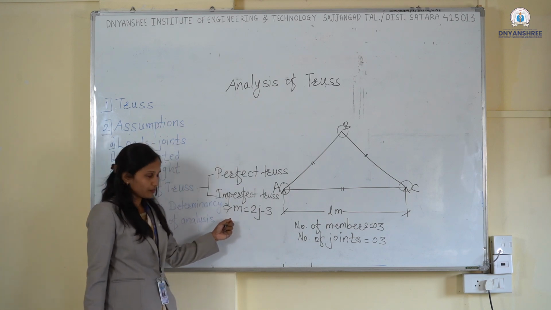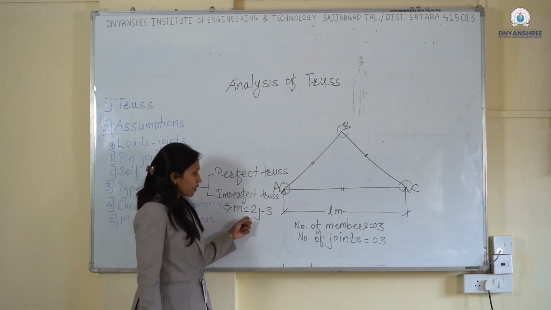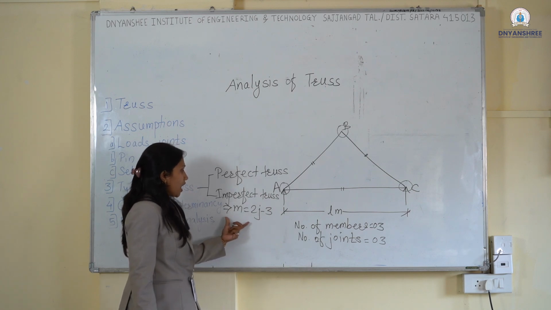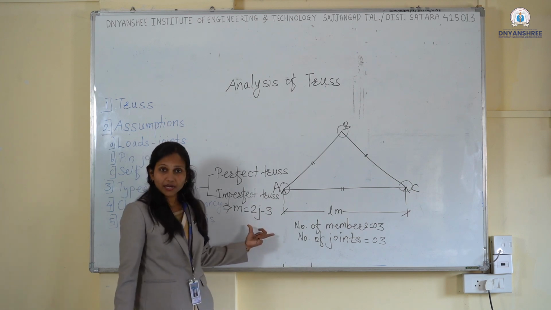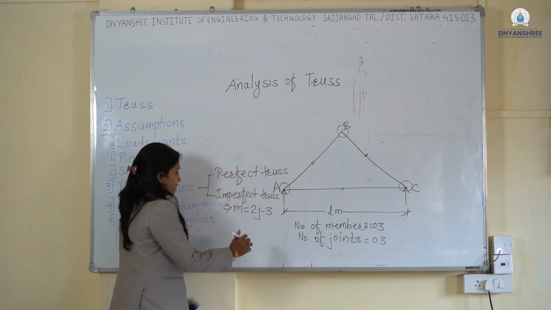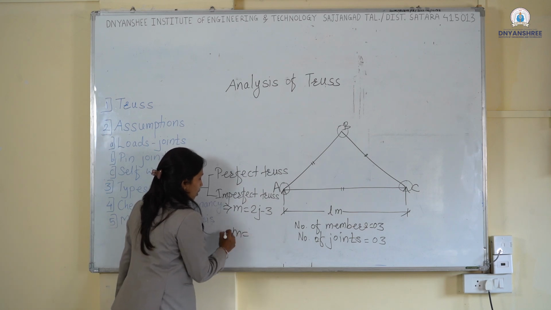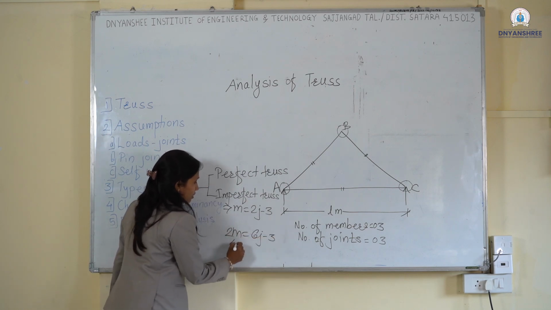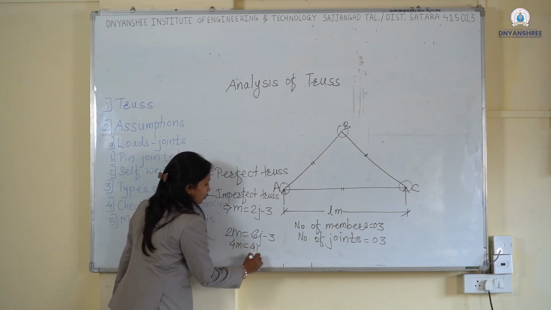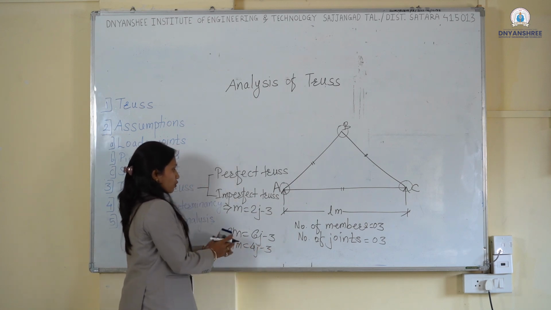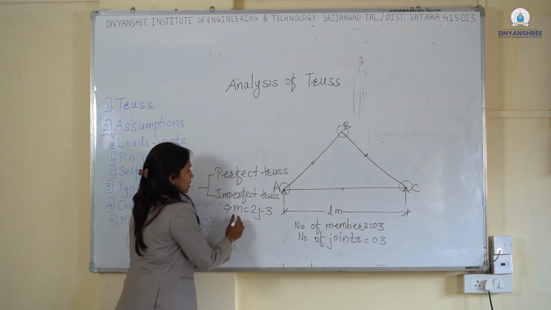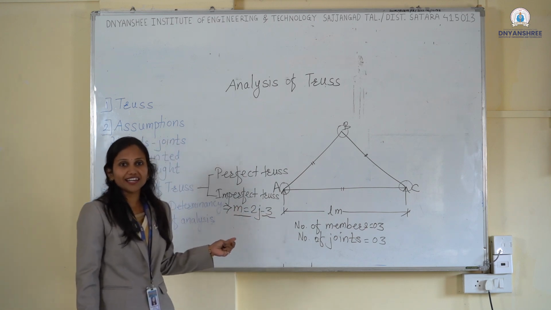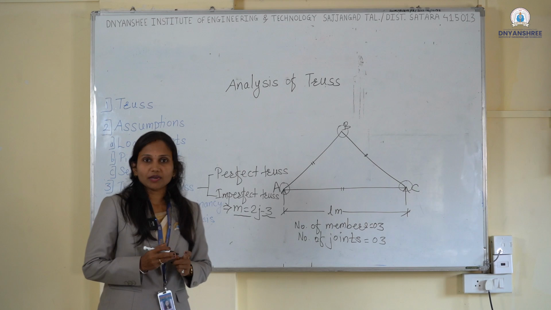M is the number of members, equal to 2j minus 3. J is the number of joints. So why is this m equal to 2j minus 3? Why is it not 2m equal to 6j minus 3, or 4m equal to 4j minus 3? Why is it only m equal to 2j minus 3? Okay, now let us see the reason behind m equal to 2j minus 3.